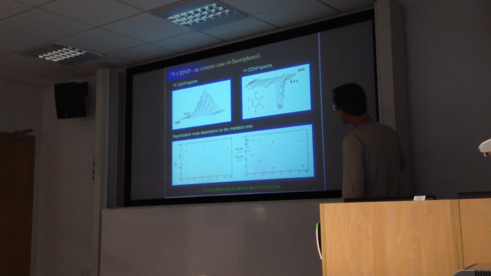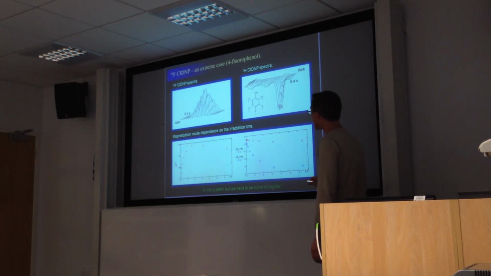The CIDNP effect can be negative as well as positive. It depends on the sign of hyperfine coupling and a few other things. And there's a standard dynamics. As you burn it for longer and longer, it grows, then eventually gets balanced off by relaxation. And this decay here is due to the photosensitizer burnout.